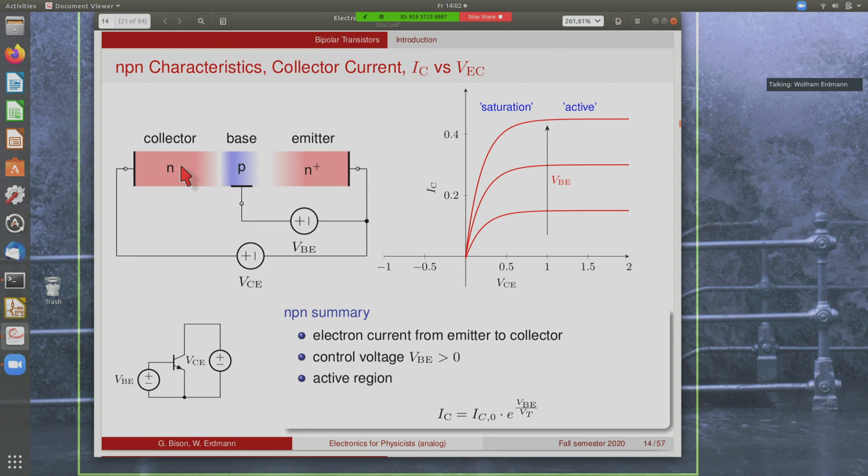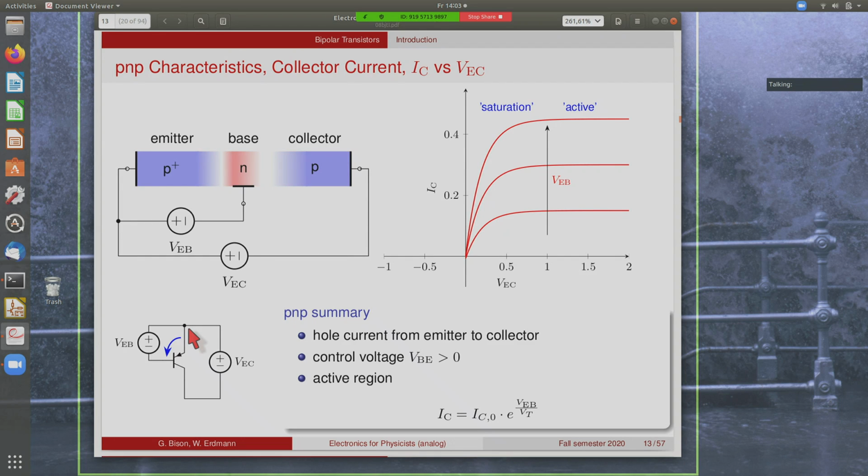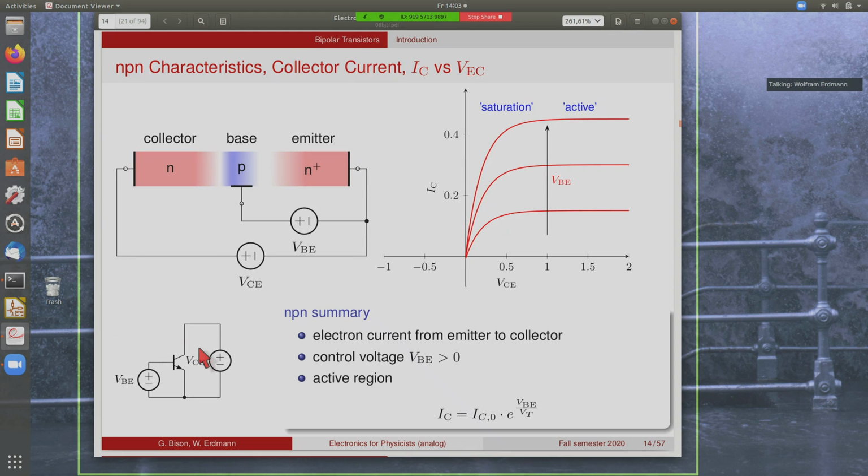So you can interchange N for P, and then the current now is an electron current that flows from the emitter to the collector. The control voltage is still the same, but with a different sign. So now the base has to be positive with respect to the emitter, and the collector also has to be positive with respect to the emitter. While in the previous case, when we looked at the PNP transistor, the emitter was the most positive node, and the collector was more negative. But other than that, the two transistors work in the same way, and we'll look at different ways of using that.